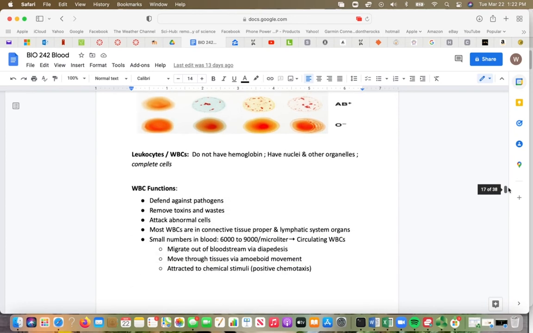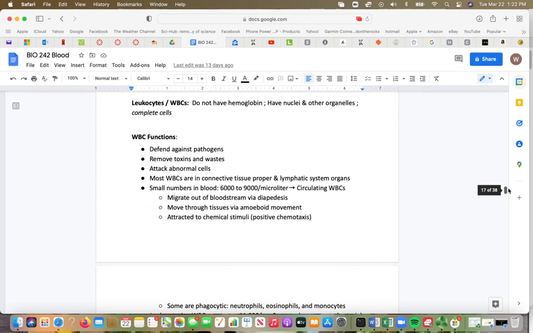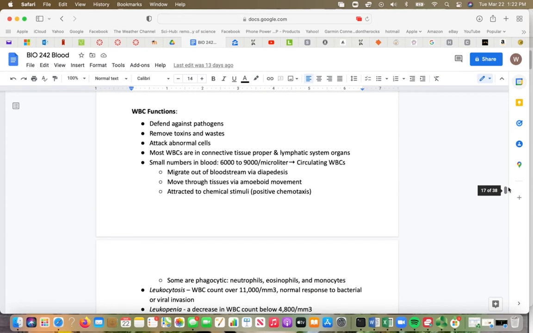So your leukocytes are white blood cells. They don't have hemoglobin, but they are going to have nuclei and the other organelles, so they're a complete cell. What white blood cells do is they're important for immune responses. They're going to defend against pathogens, help to remove toxins and waste, attack abnormal cells. Most of them are going to be in the connective tissue proper in the lymphatic systems and organs.